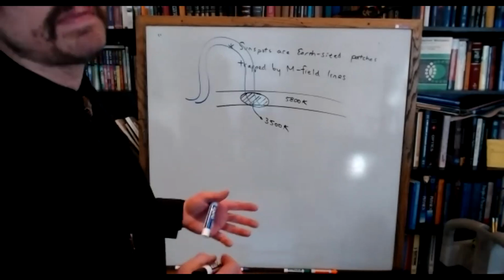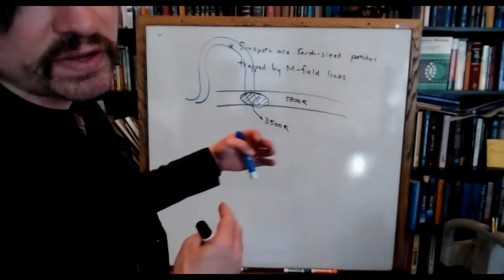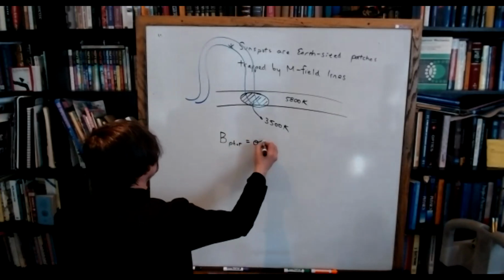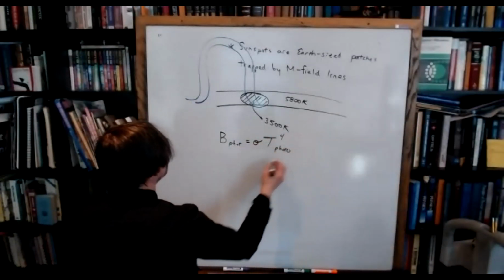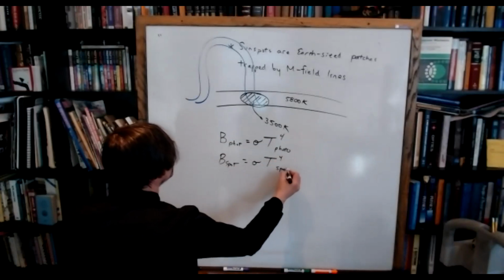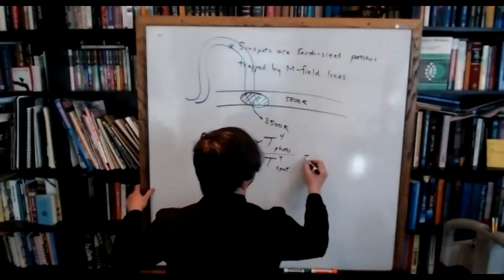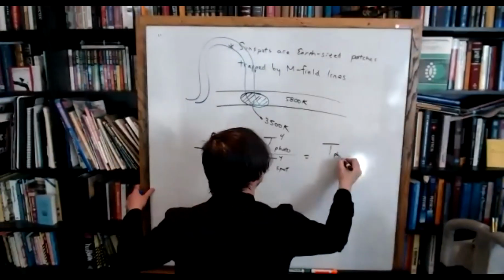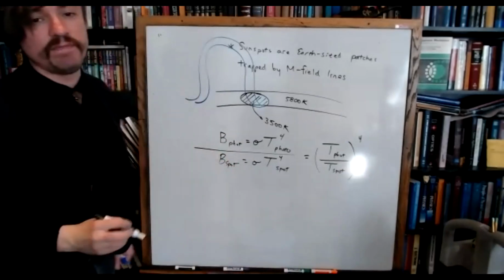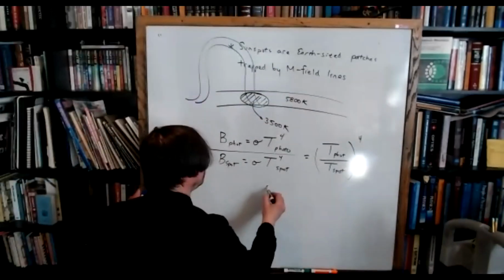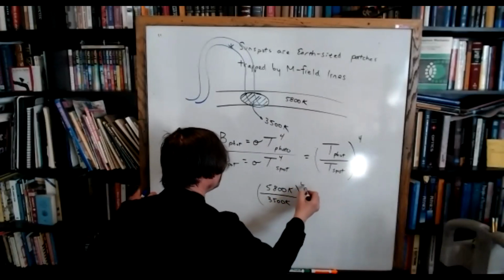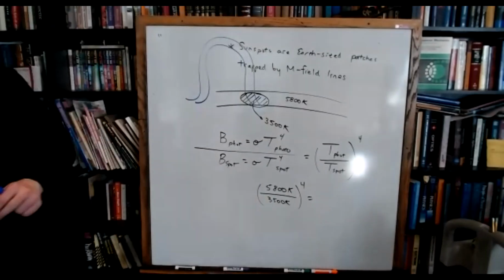Now, if you apply the Stefan-Boltzmann law, you can calculate how much brighter the photosphere is compared to a sunspot. I know that the brightness of the photosphere goes as the fourth power of the temperature of the photosphere. The brightness of a spot will go as the fourth power of the temperature of the sunspot. And if I divide these two things and apply a little bit of algebra, I find the ratio of the photosphere to the spot raised to the fourth power will give me my difference in flux, or 5,800 Kelvin over 3,500 Kelvin. Can you guys plug that into your calculators for me real quick?